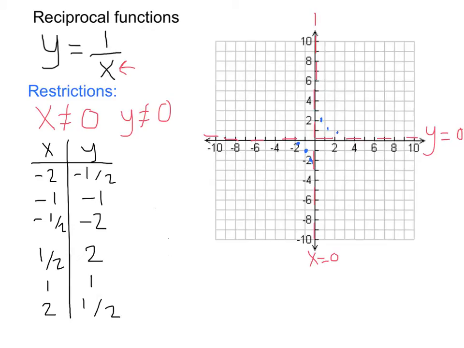And our graph is going to have a similar shape to the inverse variation. The only difference is we have a positive side to the graph and a negative side. Make sure your graph does not cross your asymptotes. We're not allowed to have any x values equal to 0. We're not allowed to have any y values equal to 0. And your graph needs to represent that. Make sure your function does not cross through your asymptotes.